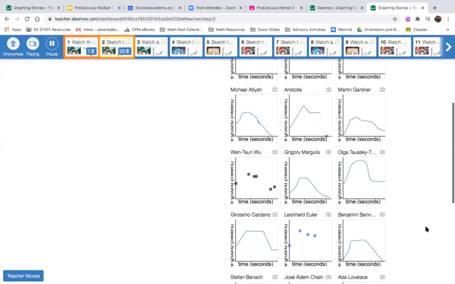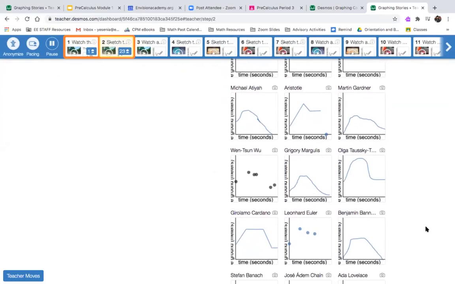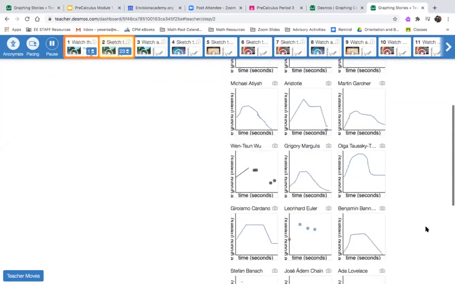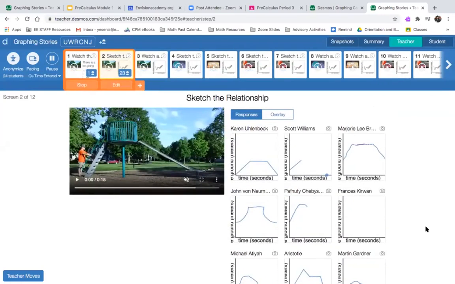My screen, Mr. Don, I have a quick question. Yes, go ahead. My screen is not allowing me to turn in my graph. Like I've been done with it, but it just doesn't say share with class or.